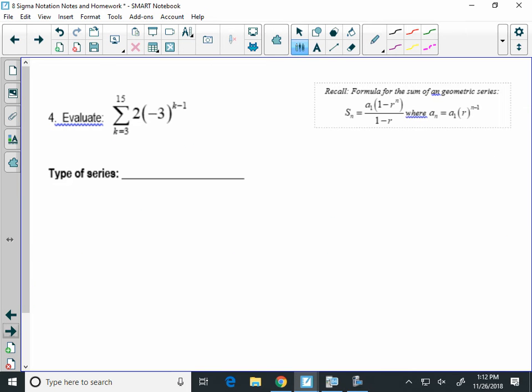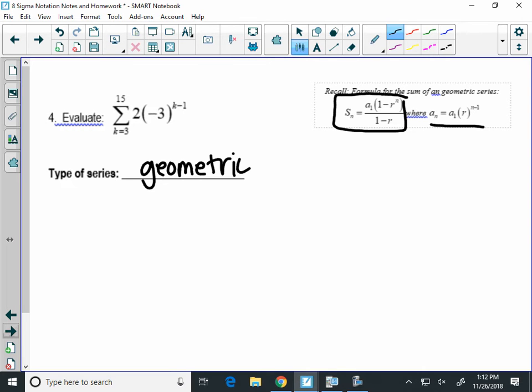All right. Number 4. We have a sum. This sum is going from the 3rd term to the 15th term. And we have the formula 2 times negative 3 to the k minus 1. What type of series is that? Geometric. Okay? Anytime you see that, it's geometric because it looks like the a sub n formula. We're going to be using the geometric series formula, which is the s sub n. This was on your quiz last Tuesday.